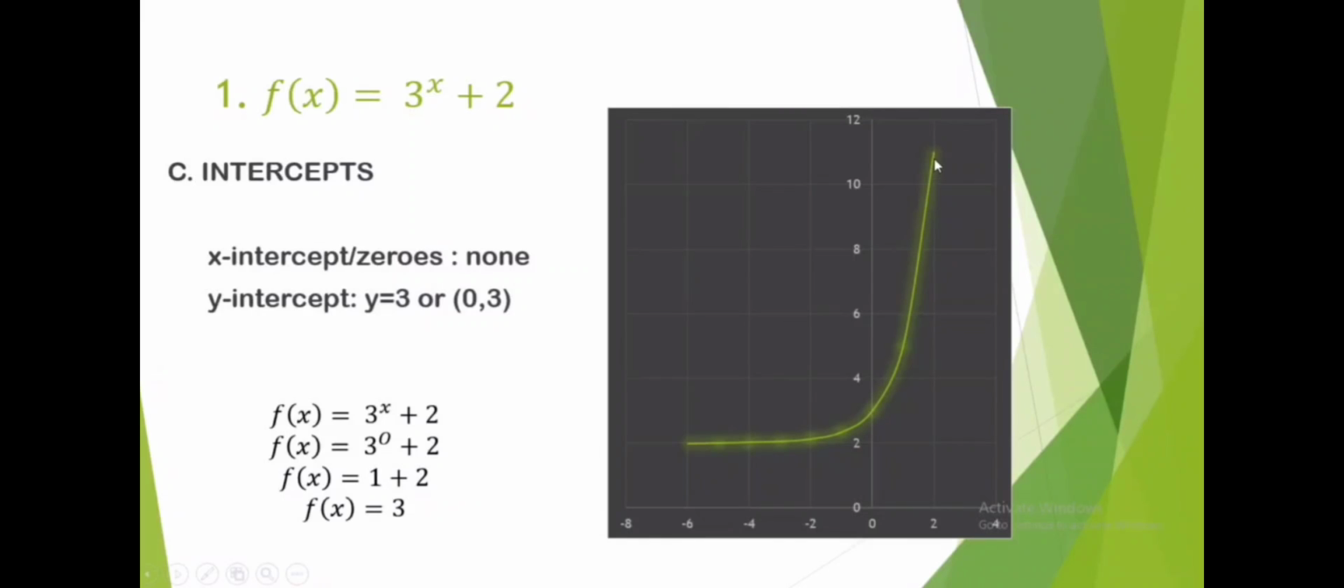Or if you will not look at the graph, we can solve this from our function by substituting 0 to x. We have 3 to the power of 0 plus 2. 3 to the power of 0 is 1, plus 2 we have 3.